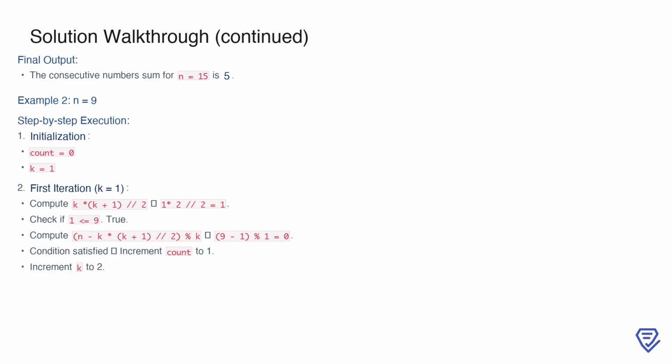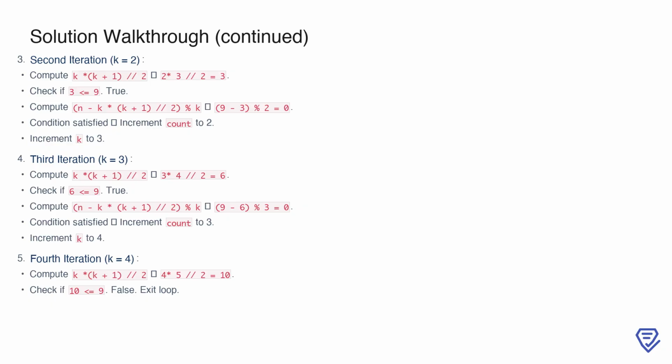Now, let's examine another example where n equals 9. We begin by initializing count to 0 and k to 1. For the first iteration with k equal to 1, the sum of the first k numbers is 1*2/2 equals 1. Since 1 is less than or equal to 9, we check the condition, (n - k*(k+1)/2) % k. Substituting the values, (9 - 1) % 1 equals 0, so the condition is satisfied. As a result, we increment count to 1 and increase k to 2.